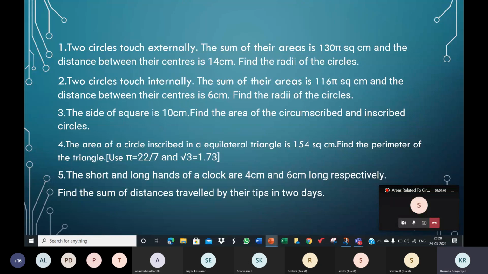Now, answer only this question, children. How many circles will the short hand trace in one day? 2, ma'am. Okay, how long does a short hand need to trace a circle? 12 hours. Correct. The short hand needs 12 hours to describe one circle. To complete a circle, it needs 12 hours.